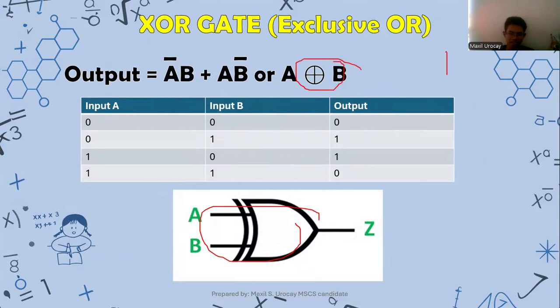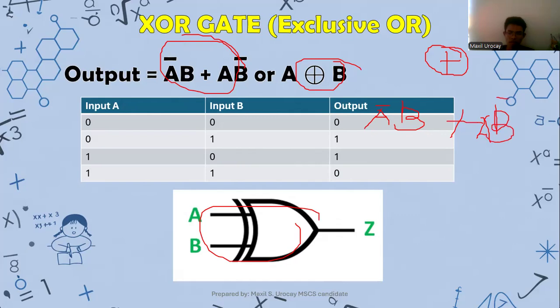So this is actually A with the plus exclusive B, and that is equivalent to inverted A times B plus A times inverted B. Why is it equivalent to that? So if you will begin to work on the exclusive, inverted A, it will become 1, 1, 0, 0.